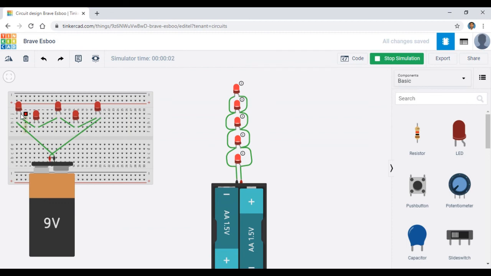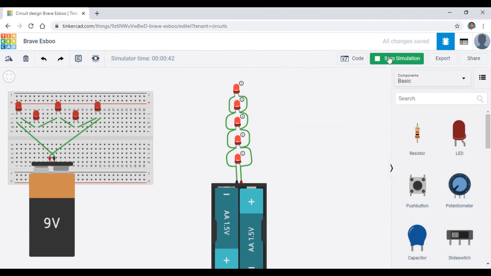Here the series circuit LEDs are glowing, but the parallel circuit LEDs are glowing very brightly, because the LEDs need 1.8 volts, but we provided 3 volts. That's why the glowing intensity is very high. Here the total voltage is 3 volts, and we have taken 5 LEDs. So here 5 LEDs are using 9 volts, and here 5 LEDs are using 3 volts only. The voltage is not divided here. Each and every LED is receiving 3 volts.